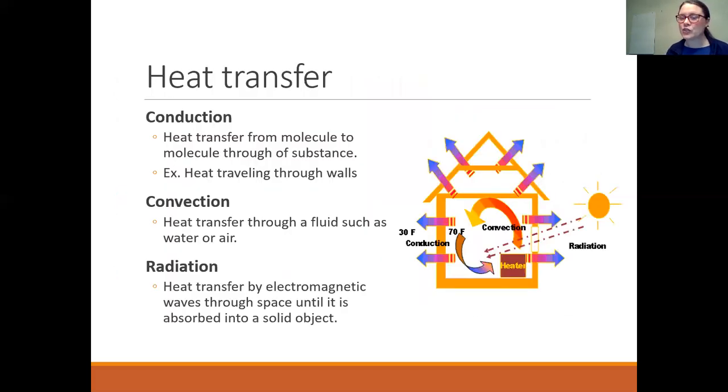So first of all, for heat transfer, we have conduction. Conduction is when heat is transferred from molecule to molecule through a substance. Okay, so heat traveling through walls or heat traveling through my windows. Right now, I have a problem with my windows at home. The seals are gone on those windows. So we're working at replacing a lot of them.